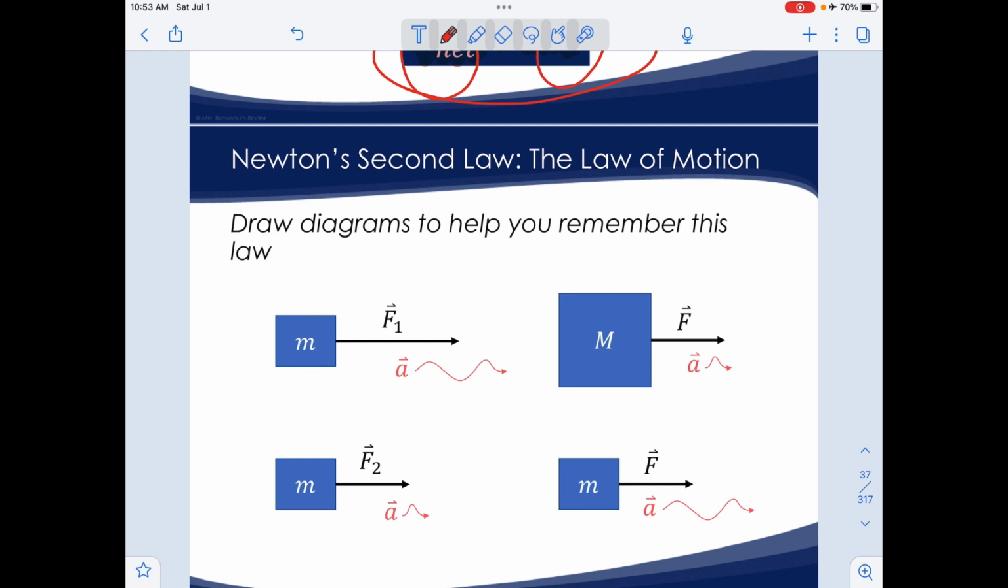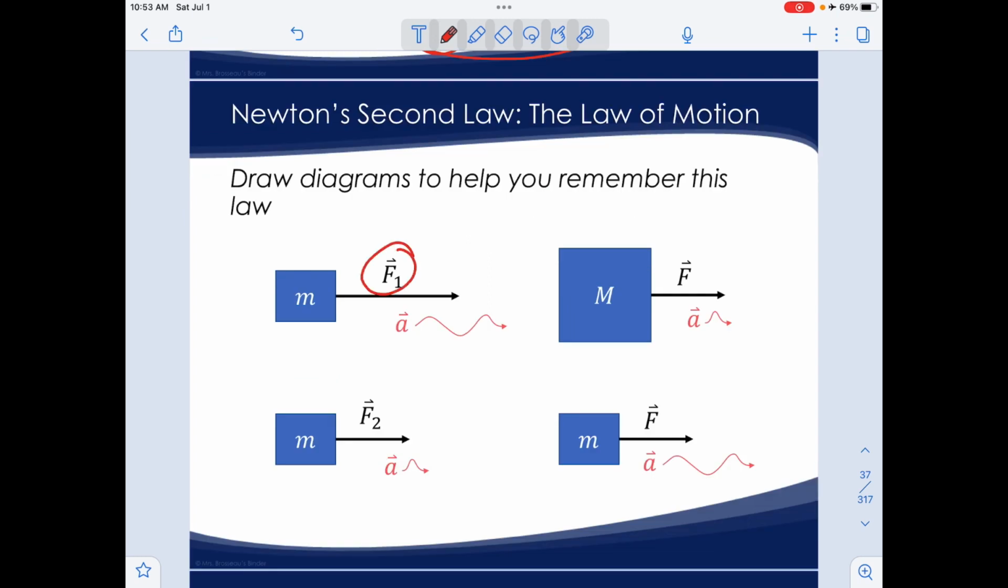Newton's second law, the law of motion. Okay, so these diagrams, some of them make a little bit more sense than others. Look at it. If I take this F1 force and apply it to the same mass, so this was F1 and this is F1.